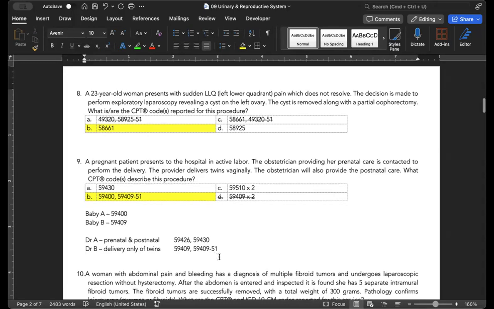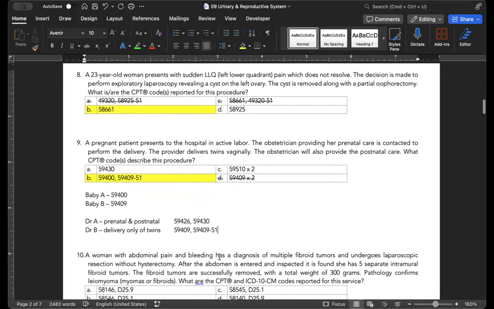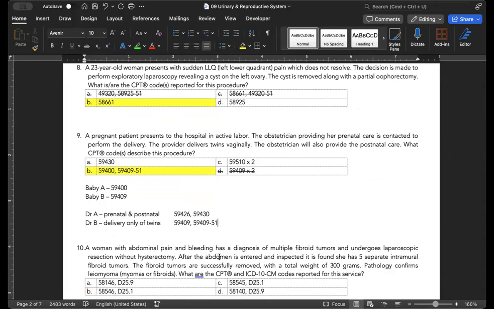I know twin deliveries can get a little crazy and messy. Okay. Any other questions on this one? Okay.